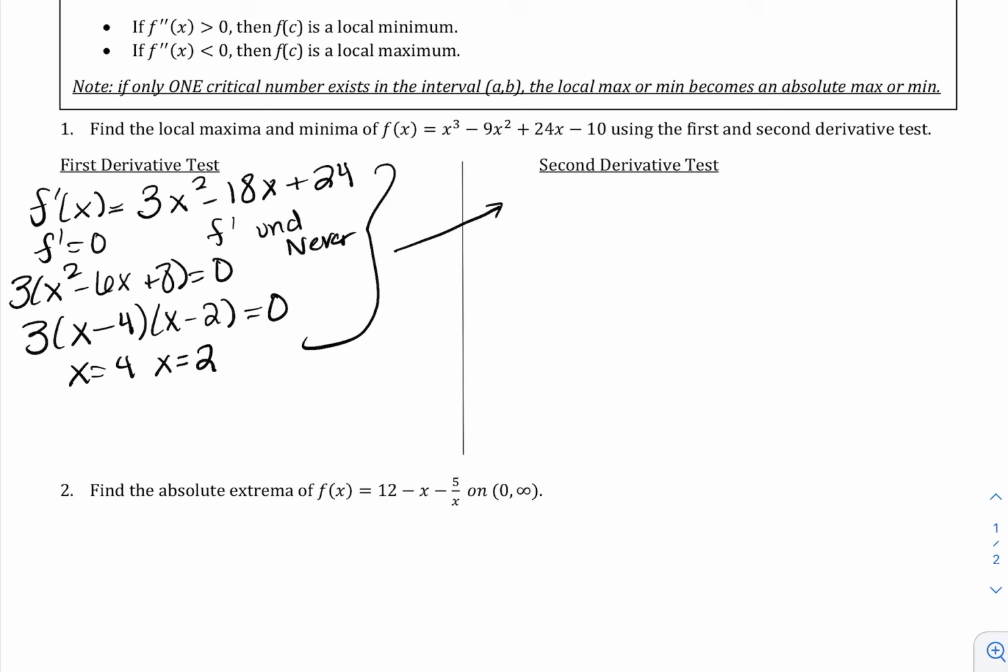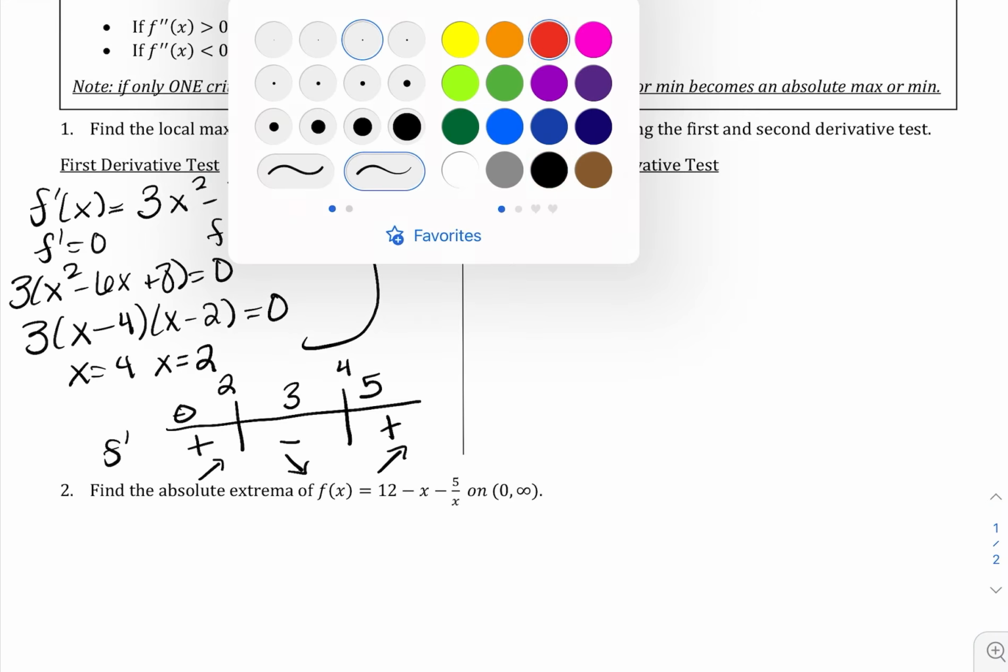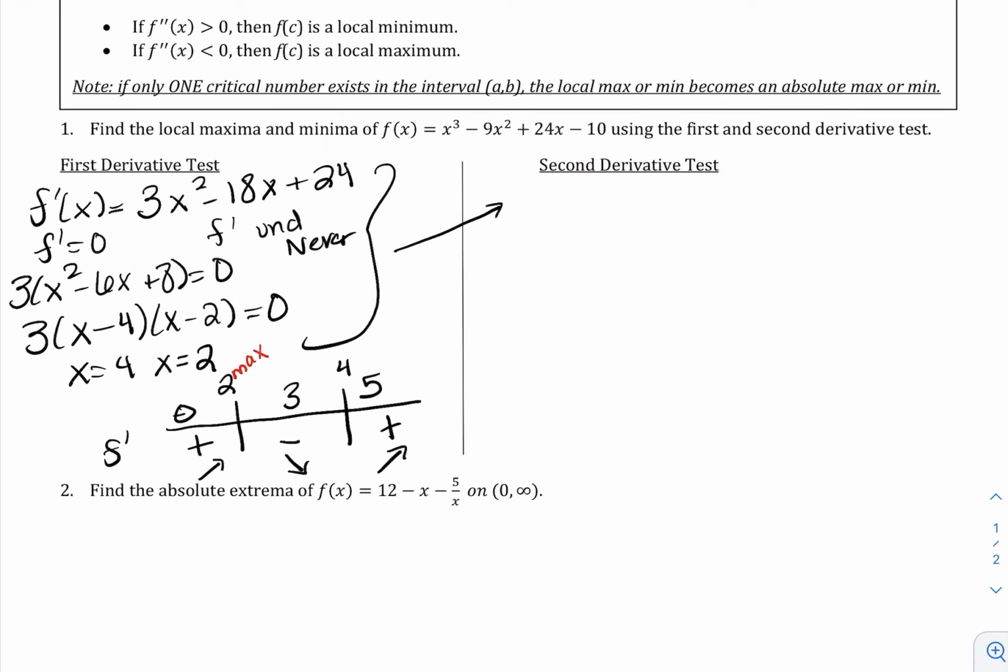In the first derivative test, we created a little sign chart. And then we picked 0, 3, and 5, and we tested them in the first derivative. When I plug in 0, I'm going to have a negative times a negative, which will be a positive. When I plug in 3, I will have a negative times a positive, which is negative. And when I plug in 5, I'll have two positives. And because it increased, and then decreased, and then increased, I knew that 2 was a max, and that 4 was a min.